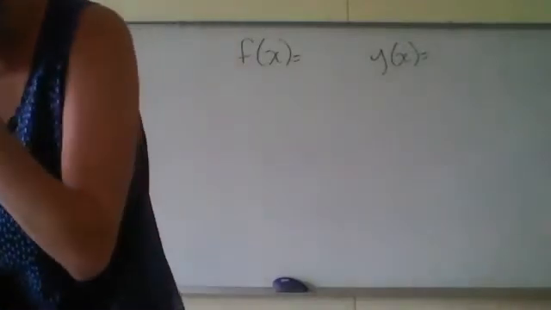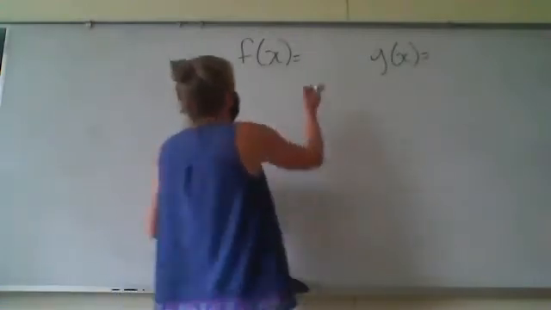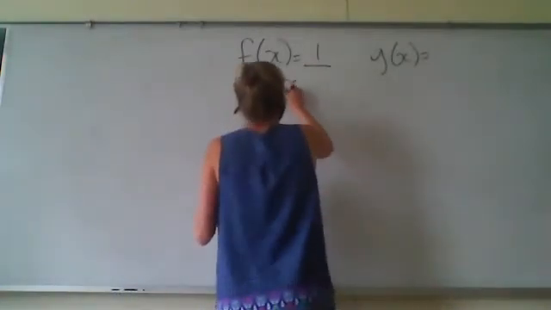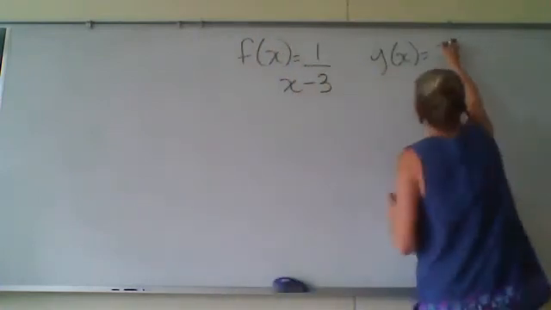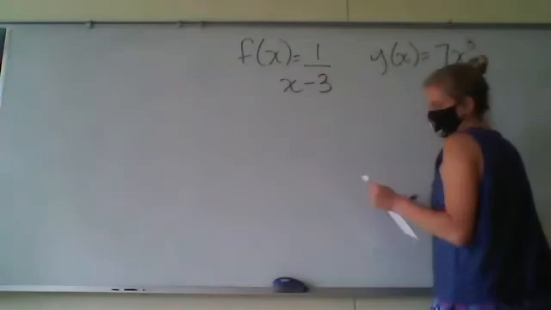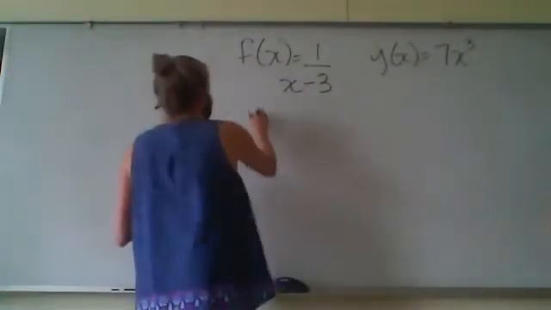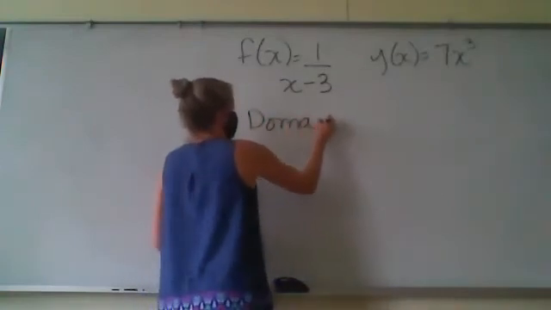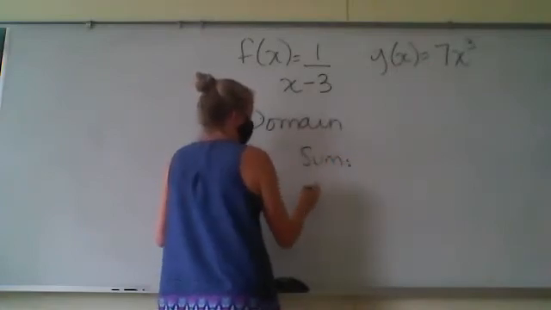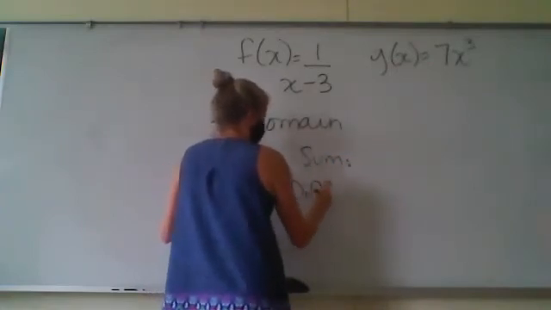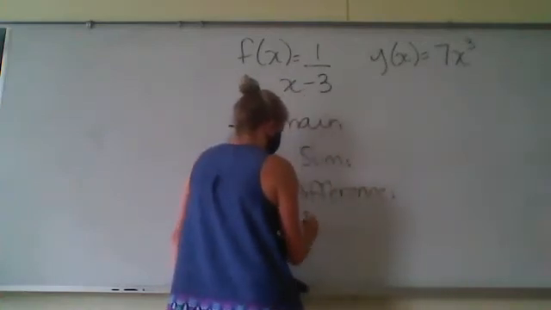Number 15, the functions are: the f of x function is 1 over x minus 3. The g of x function is 7x to the third. And again, it wants me to find the domain of three things: the domain of the sum of those two functions, the difference between those two functions, and the product of those two functions.